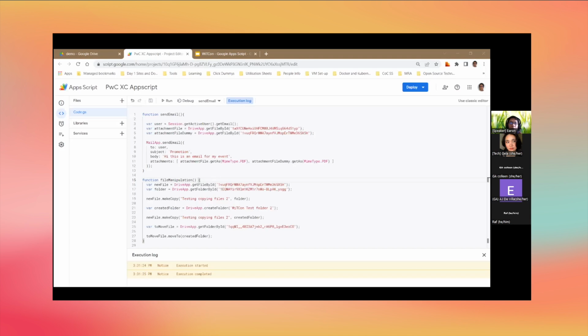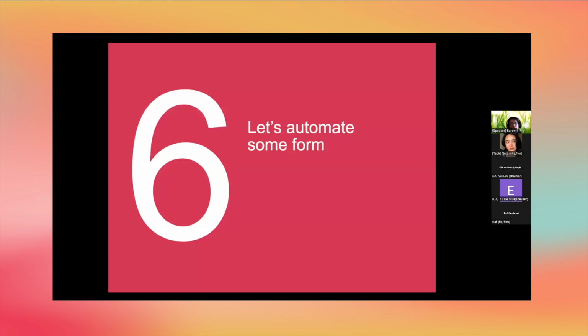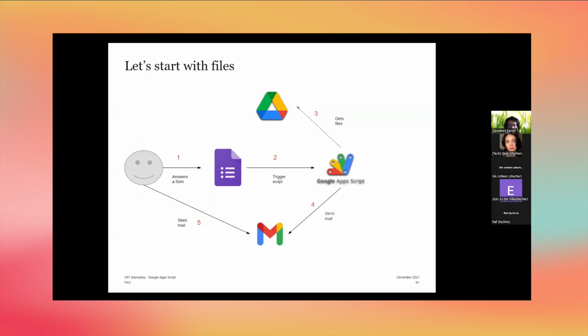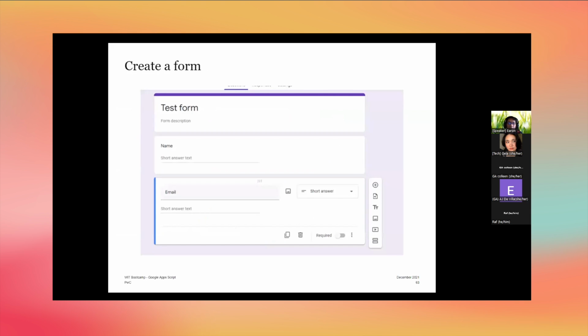Okay. So the next part of our workshop will be trying to automate the form. Remember, our whole use case was about using Google Apps Script to automatically send attachments and emails and promotions when someone signs up for a form. So that's what we'll be doing. This is the complete part of our form automation. What we need to learn here is just accessing the values of the array. But for this one, you won't need much code.